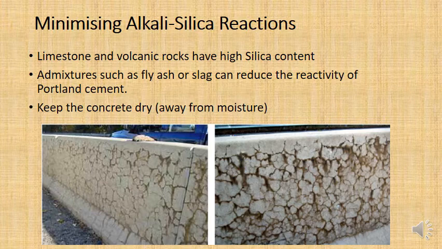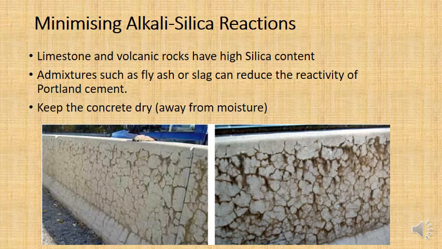So that silica will react with alkali in the cement. So if you've got concrete where you know there's a big issue of alkali-silica reactions bringing down the durability, you could use an aggregate that has a lower silica content, something like a river gravel or a granite. It would be more expensive, but that's one way you could avoid it.